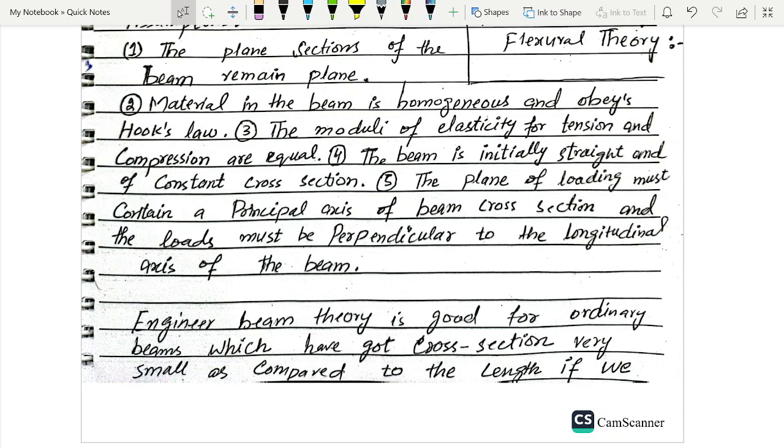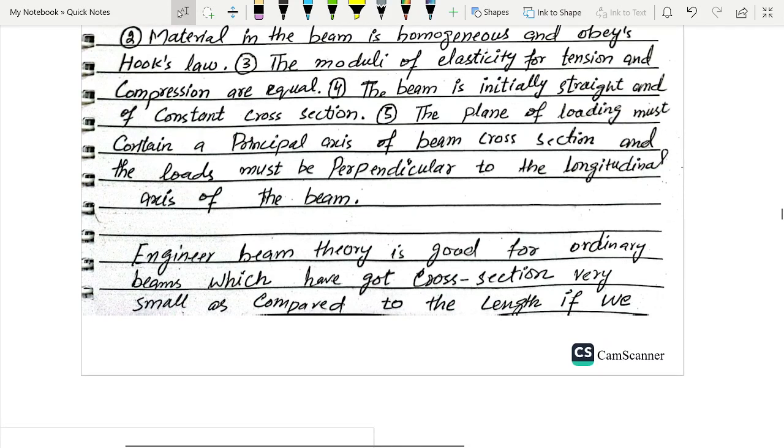The plane of loading must contain a principal axis of the beam cross-section, and the load must be perpendicular to the homogeneous axis of the beam. These are the assumptions for engineer beam theory, and engineer beam theory is good for ordinary beams which have cross sections very small as compared to the length.